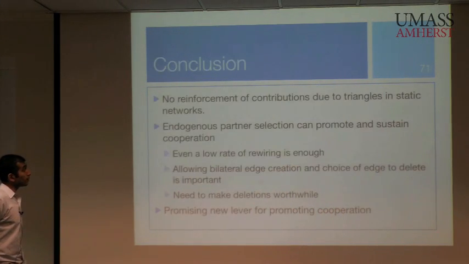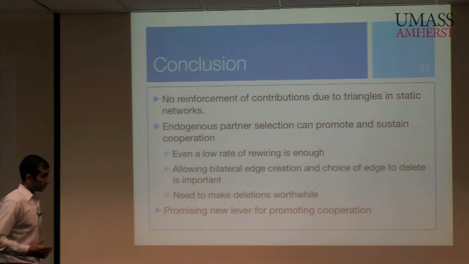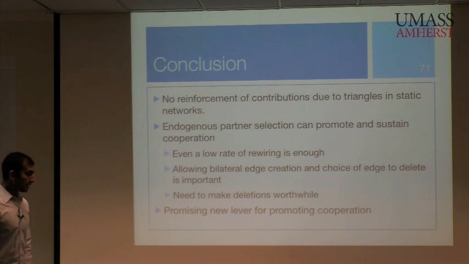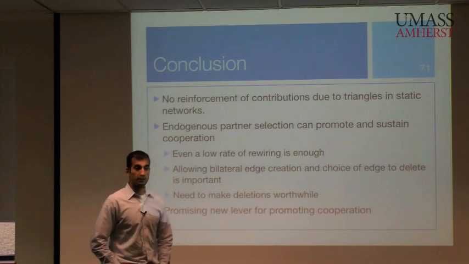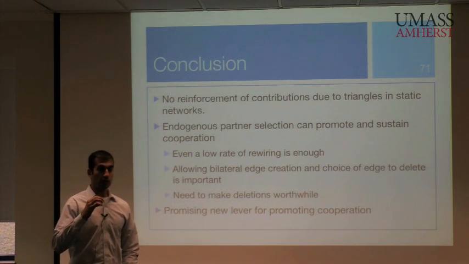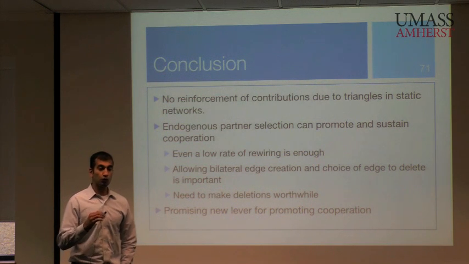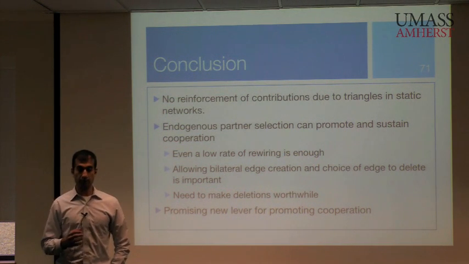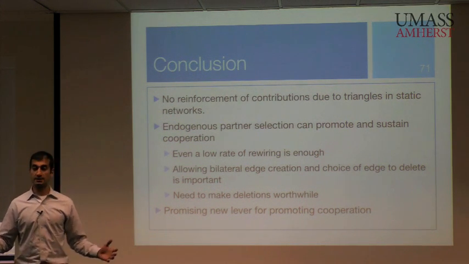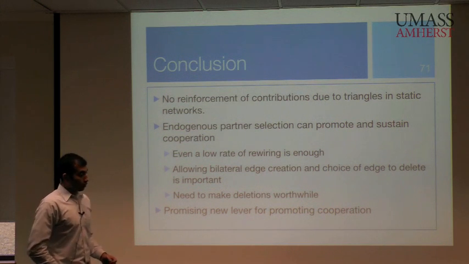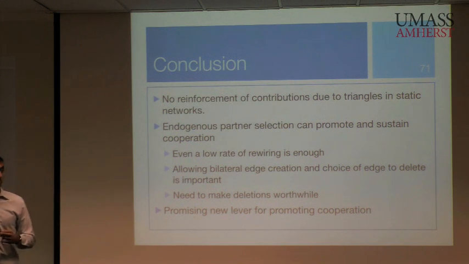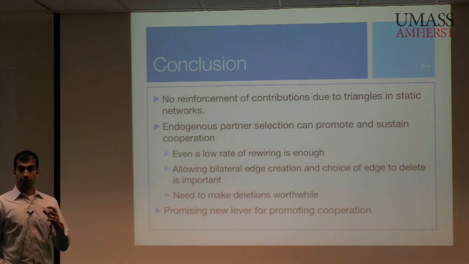Okay, so I'm just going to start wrapping up here. So what did we see? What are the insights? What are the takeaway messages? The takeaway messages are a few. From the first round of experiments with the static case, there was no reinforcement of cooperation due to triangles. Increased cooperation levels were a purely local phenomenon. I increased my cooperation levels, and that would just increase my friend's cooperation levels, and that's it. It wouldn't go past that. There was no cascade. We saw that endogenous partner selection, or rewiring, can promote and sustain cooperation. Even a little bit of rewiring is enough to get a big effect.